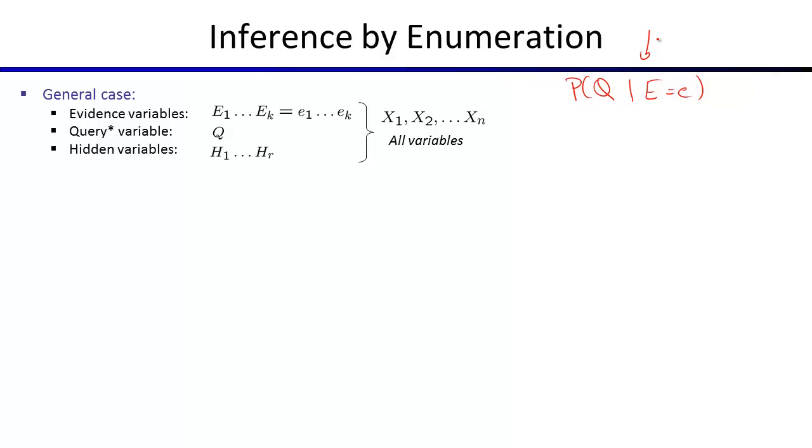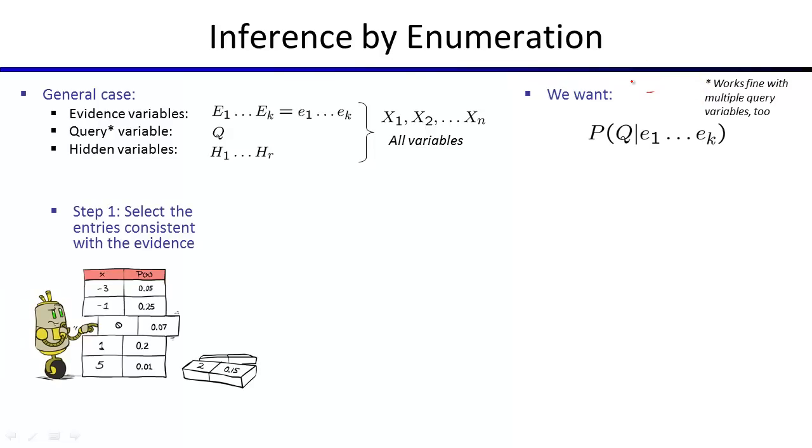Here's a generic procedure to get the answer to the query. Step 1: select the entries consistent with the evidence. You would look at your evidence and, in the joint distribution table, keep every entry that's consistent with E1 through EK. It has to be consistent with all of the evidence variables, not just one or two of them. You grab those rows and keep them. Then the next thing you do, and this metaphor will come back later, is squeeze things out: we'll sum out the hidden variables.